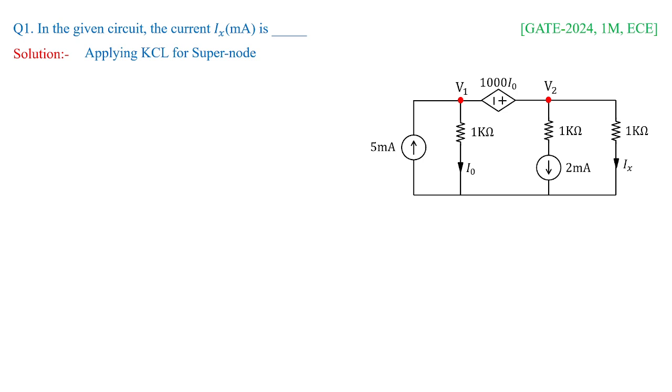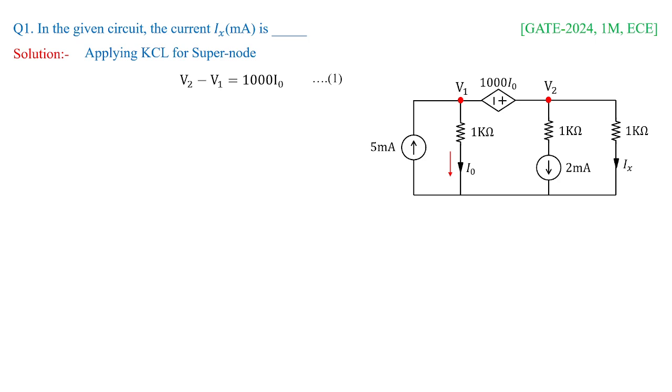Now you can ask me what is exactly a supernode. Whenever you have a dependent or an independent voltage source shared between two nodes, then it becomes a supernode. Hence, according to the given problem, we can write V2 minus V1 is equal to 1000 I naught. So this is our first catch in this problem.